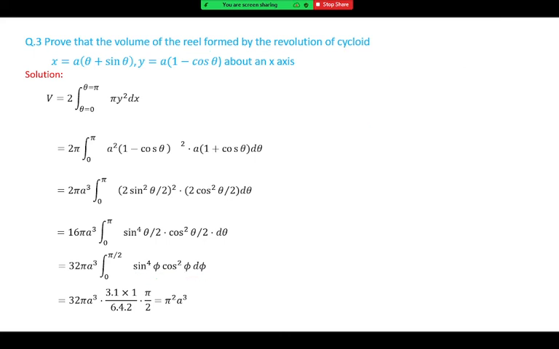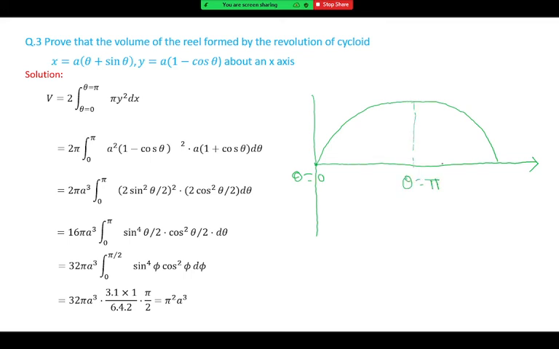Let me draw the correct graph of one reel of a cycloid. The cycloid graph will go like this. Here is theta; this is one reel of cycloid, and this point is for theta equal to 0. This point is for theta equal to pi, and this point is for theta equal to 2 pi. Because of that it is taken 2 times 0 to pi, the same symmetrical rotation. So this is the graph of cycloid; one reel is between 0 to 2 pi.